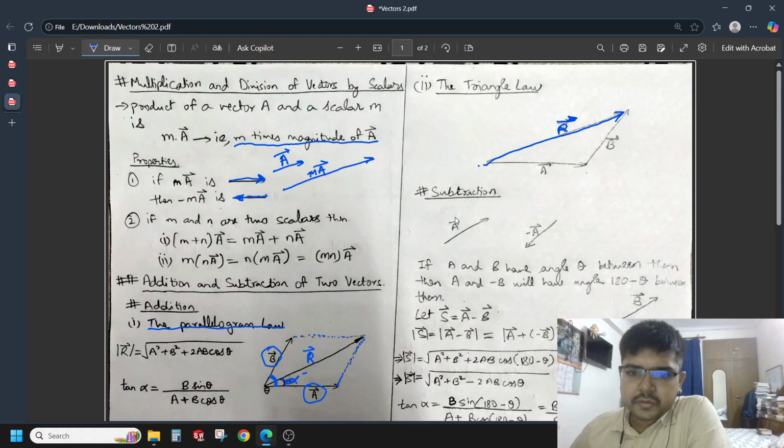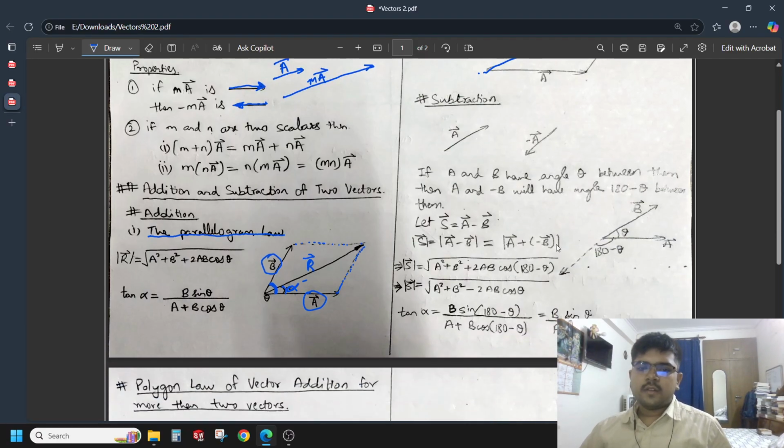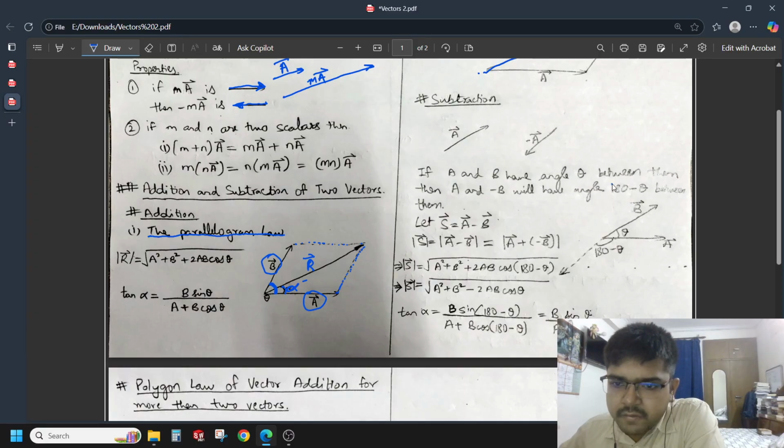Now subtraction of two vectors. If A vector is in this direction, then minus A vector will be in this direction. That is the case with subtraction. So if A and B vectors have angle theta between them, then A and minus B will have 180 minus theta between them.